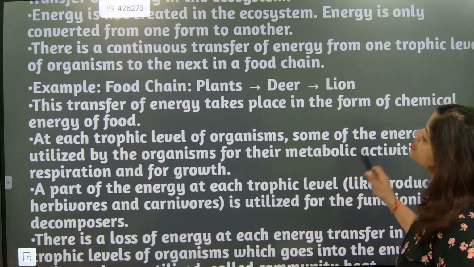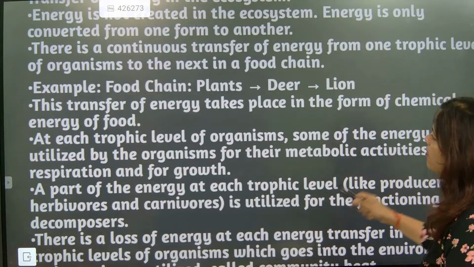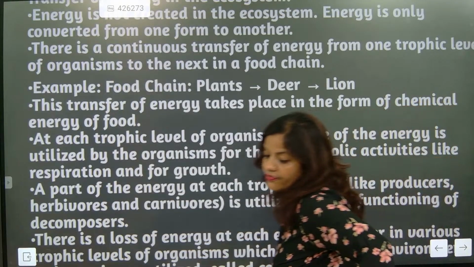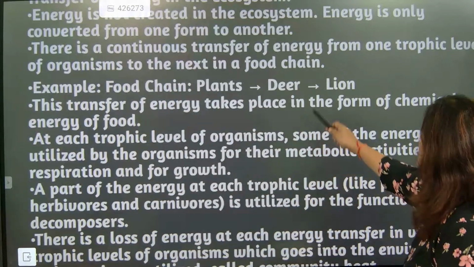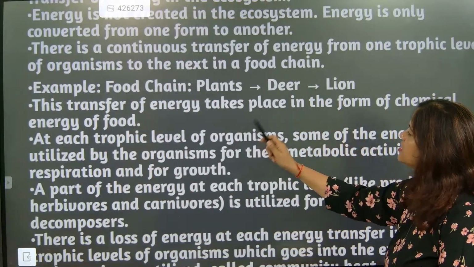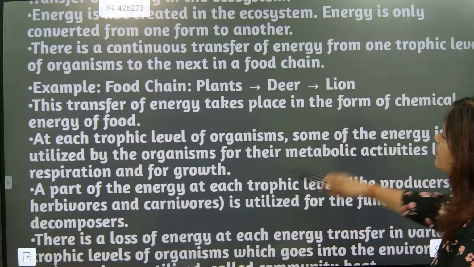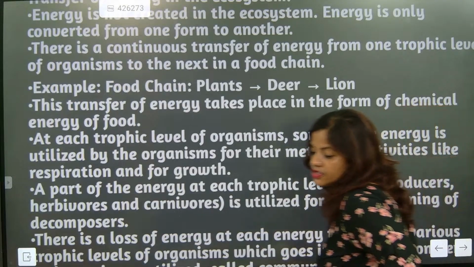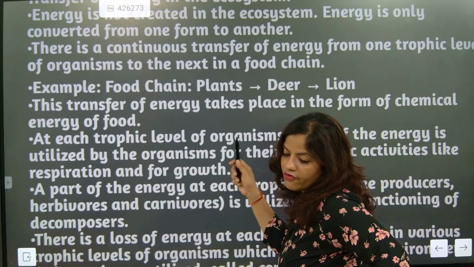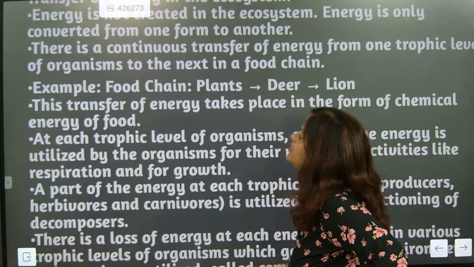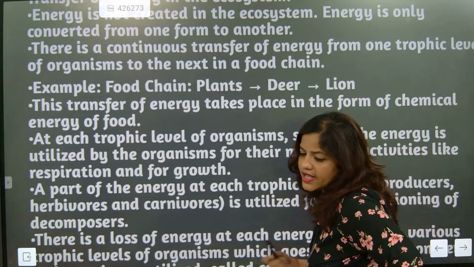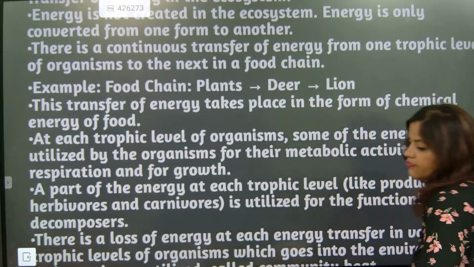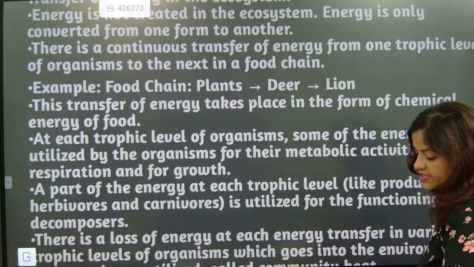So dear, this transfer of energy takes place in the form of chemical energy of food. Now look here, please check this one out. Plant, deer, lion. This transfer of energy takes place in the form of chemical energy of food. Please kindly remember this one. In the food chain, it is transferred as chemical energy.